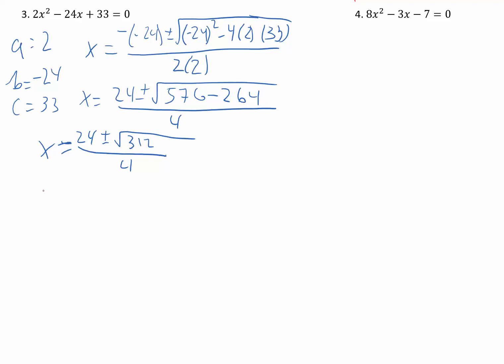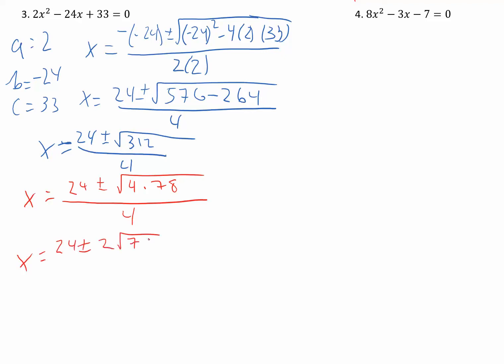So you want to go through your list. Remember, you want to divide and see what you get. And there is. You can break this apart into 4 times 78, because 4 is a perfect square. So this would be over 4. But remember, you want to take the square root of 4. So you get x equals 24 plus or minus 2 rad 78 over 4.